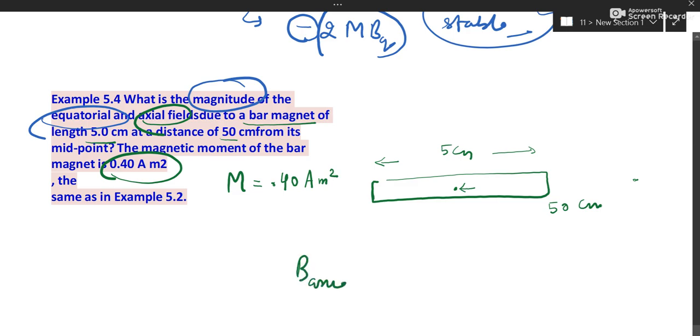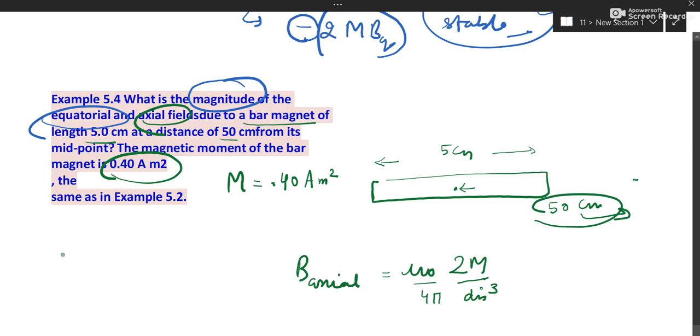For B axial, you can take the far axial formula. Okay, that would be simple. Mu naught by 4 pi, 2M by distance cube. That's all. Convert the distance into meters, cube it and substitute. Similarly, you can find B equatorial. B equatorial is already half of B axial. For the far equatorial field it is mu naught by 4 pi, M by distance cube. So right now these are the numericals, and more numericals will be in the next video. Kindly prepare these.